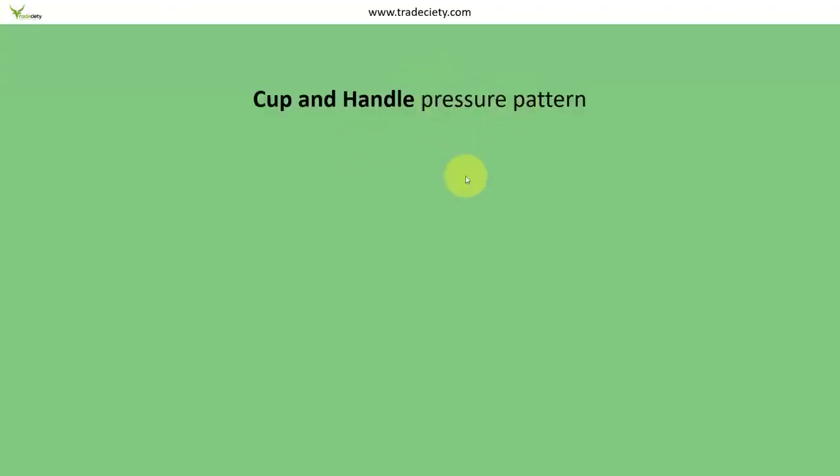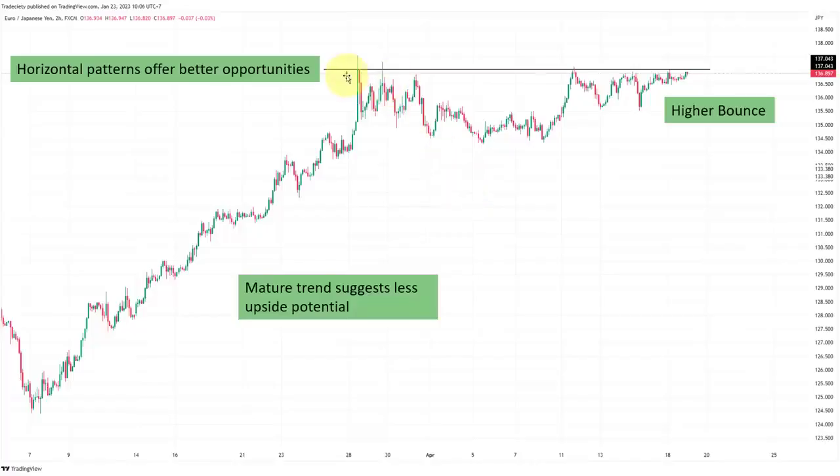Cup and handle as a pressure pattern. Let's see what this is. So what we have here is a mature trend, and then the market puts in this high here. We have the resistance here, then the market pulls away, we have another resistance here, and after this high, the market is not able to really get away. The market is really sticking to the level.